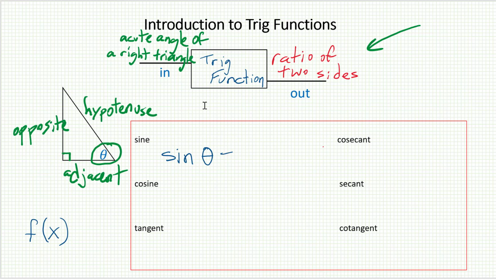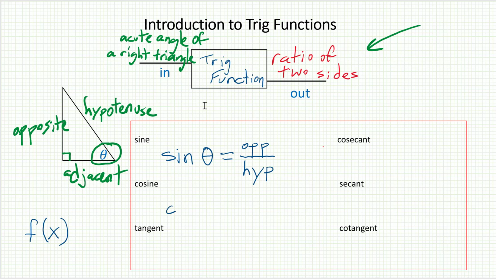Well, if I dump theta into the sine function, what do I get out? I know I get out some kind of ratio, and specifically the sine function gives me the ratio of the opposite side to the hypotenuse. So measure the opposite side, measure the hypotenuse, form that fraction. That's what the sine function gives. Each of the rest of the functions does something similar. Each one sends out another of those ratios.